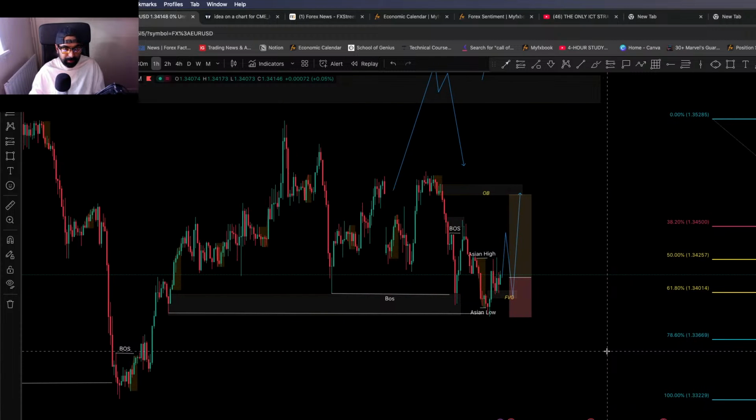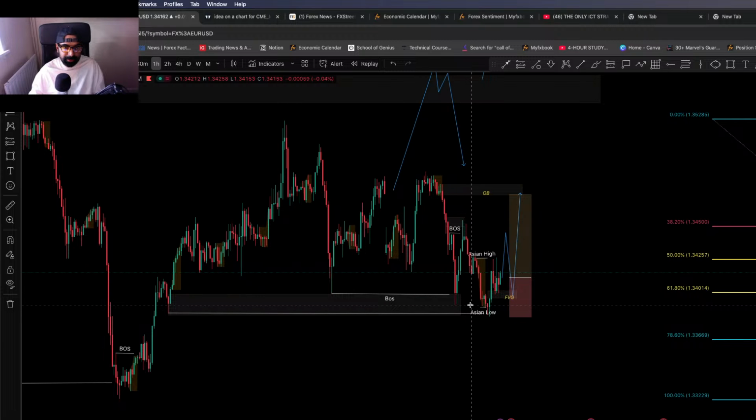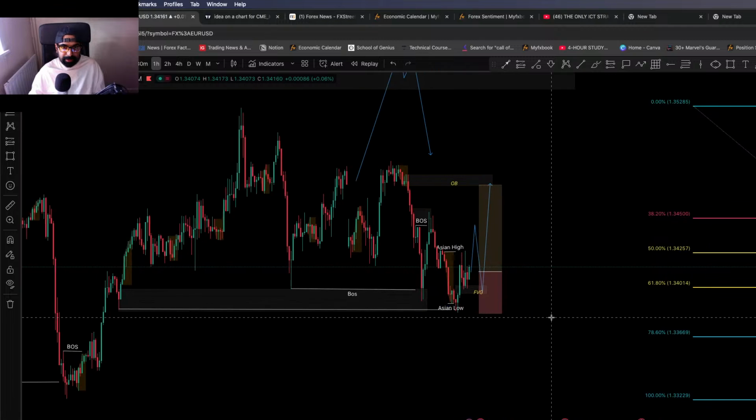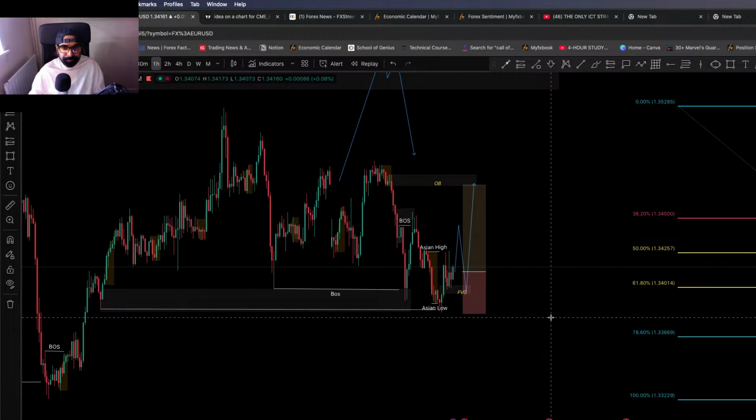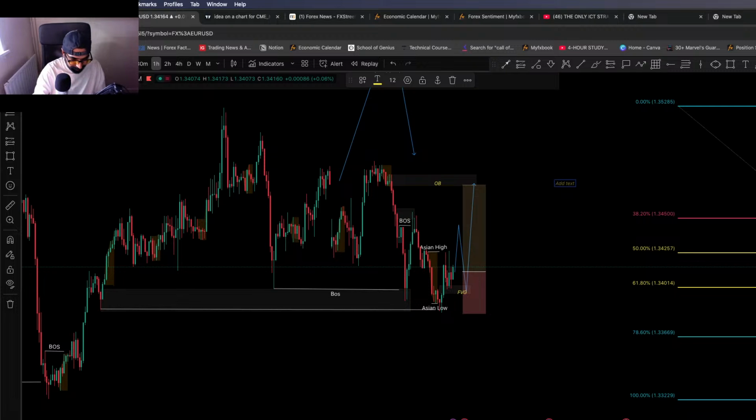Okay, so here. It's a nice setup. Look, right there, you got the low taken out, but normally you can put it here. So I just thought I'll enter this one. Entry.